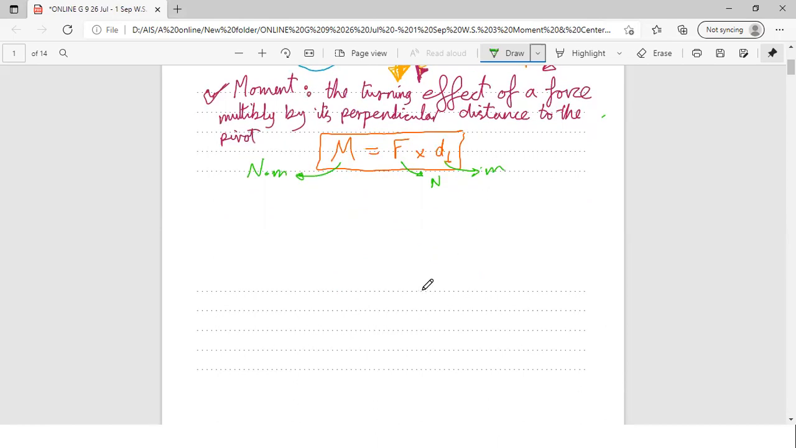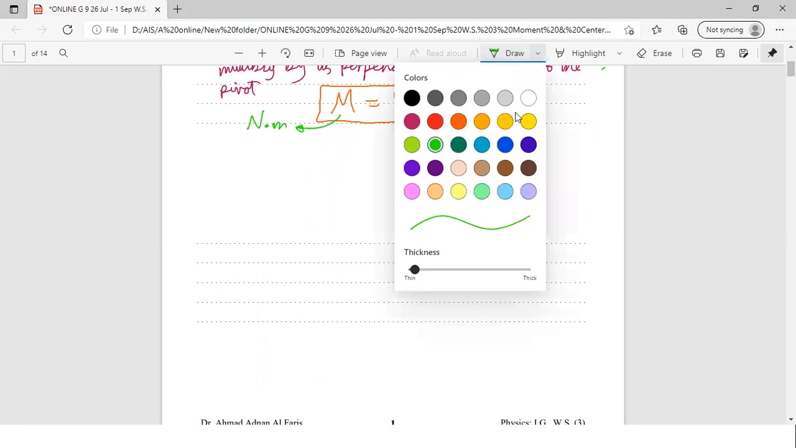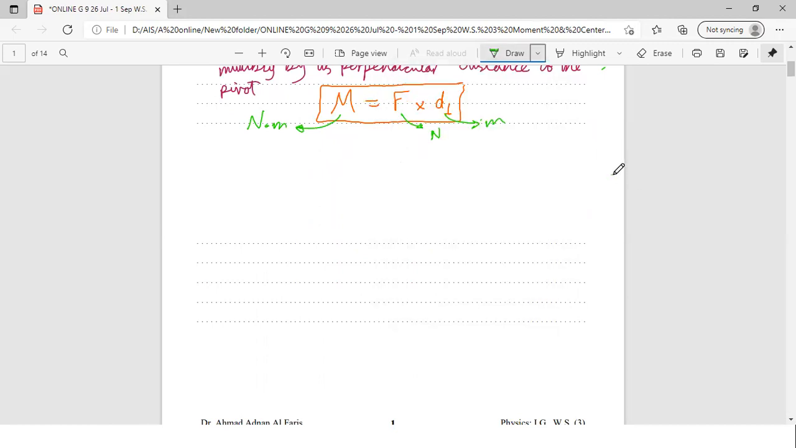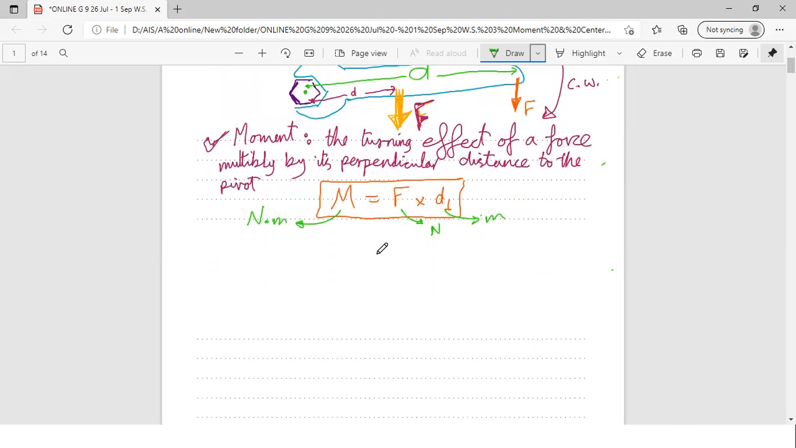Okay. Write these down if you please. The second thing that we are going to write is the word equilibrium. Equilibrium. What does it mean? It means that the object is stable and the object is balanced.